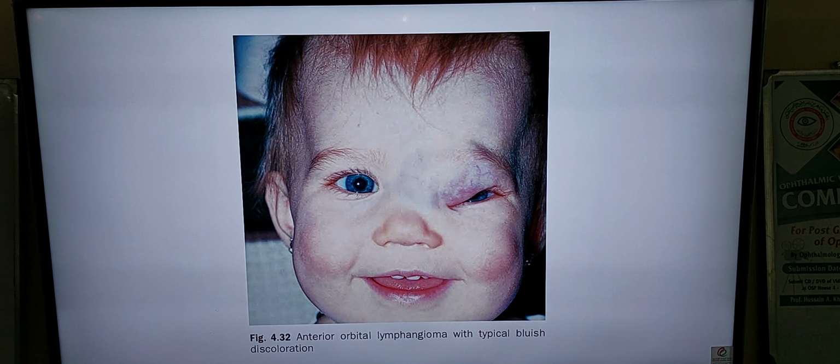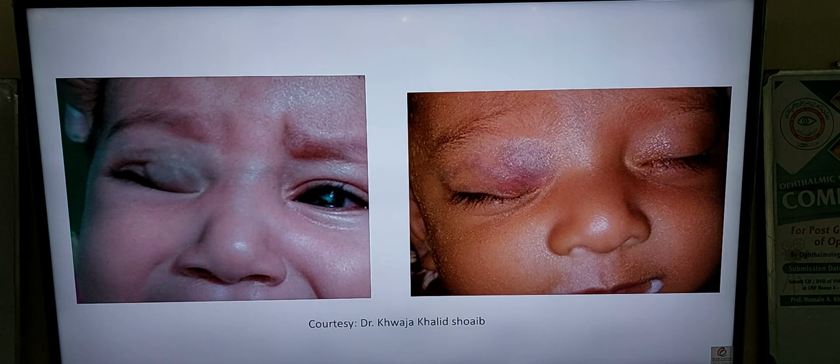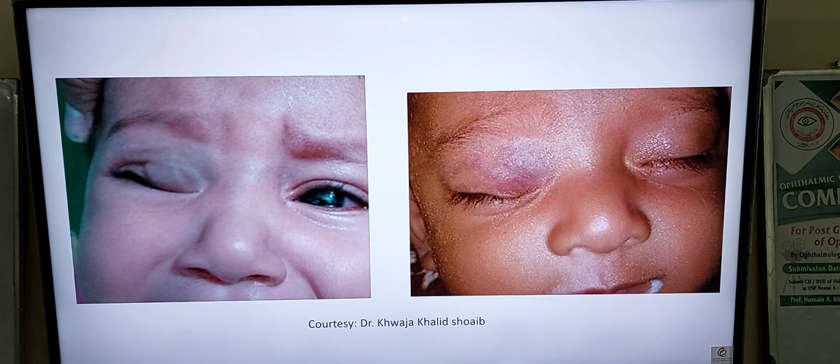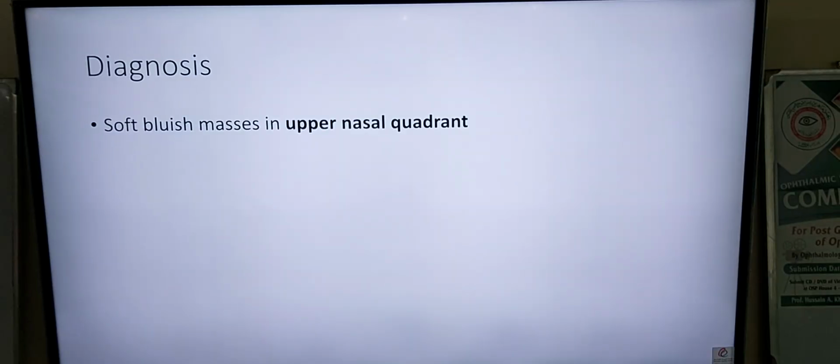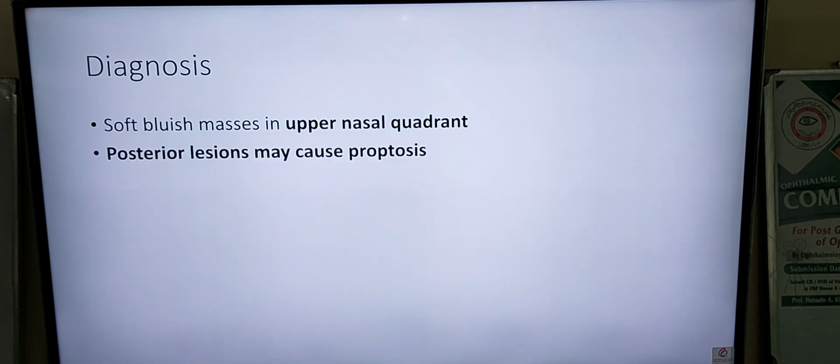This is an anterior orbital lymphangioma with typical bluish discoloration, and you can see the globe is displaced infratemporally. Again, these are the pictures of lymphangiomas in a young child. As seen in the pictures, these are soft bluish masses in the upper nasal quadrant usually.